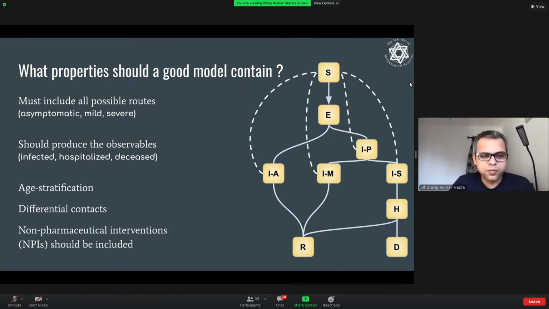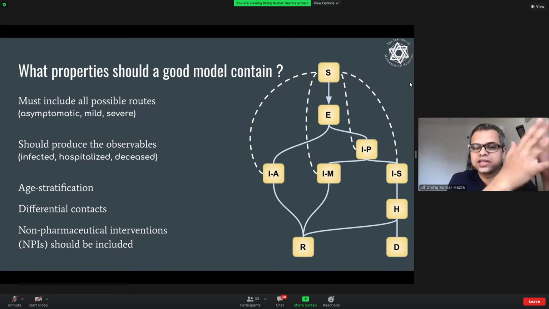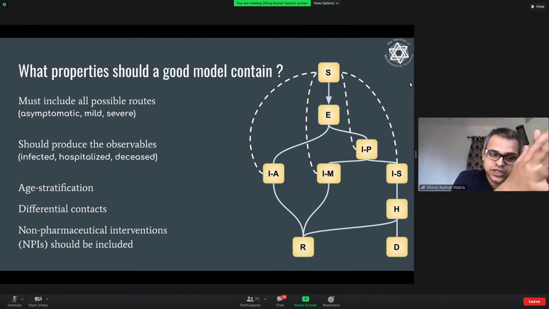Another very important thing that we have put in the model is stratification. We know that this pandemic is not equally affecting every age group, so we have 9 age groups for that. We also have the provision of using differential contacts, because the contacts between different age groups are not uniform, so we include that in the model. And the model must have these types of properties. For example, if there are lockdowns or non-pharmaceutical interventions, this should be included in the model.